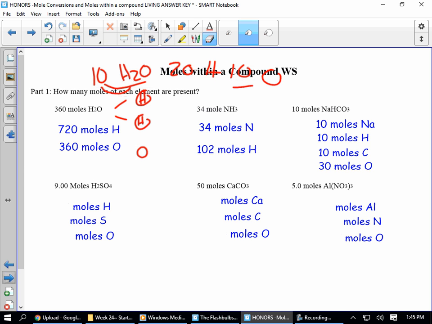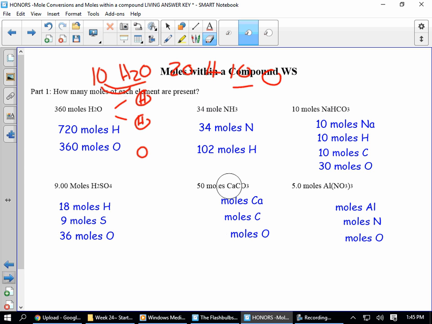All right, now, if I pull it apart, every time I get 2 hydrogens, I'm going to have 9 times 2 is 18 moles of hydrogen. I have 1 sulfur, so 9 moles of sulfur. 4 times 9 is going to be 36 moles of oxygen.